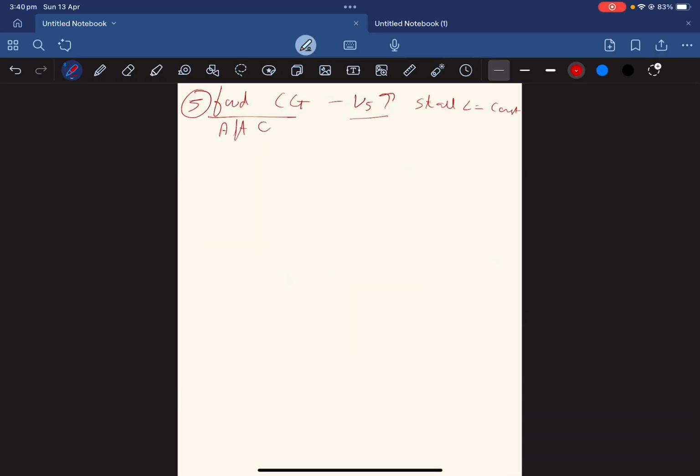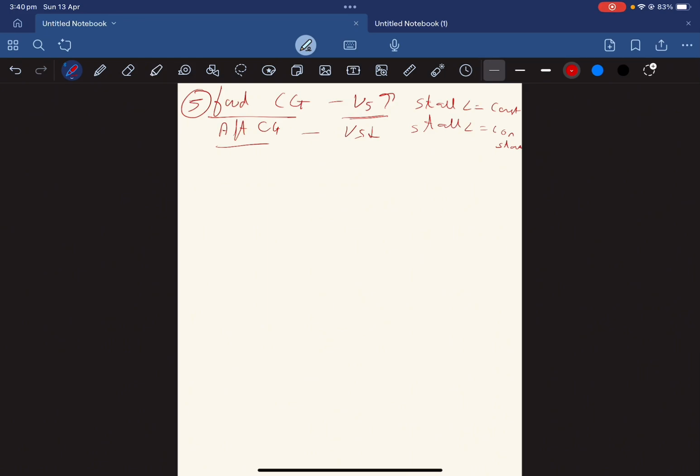So with aft CG, what happens to your stall speed? It reduces, quite the opposite over here. But in your stall angle, it remains constant. All right, I hope it makes sense.